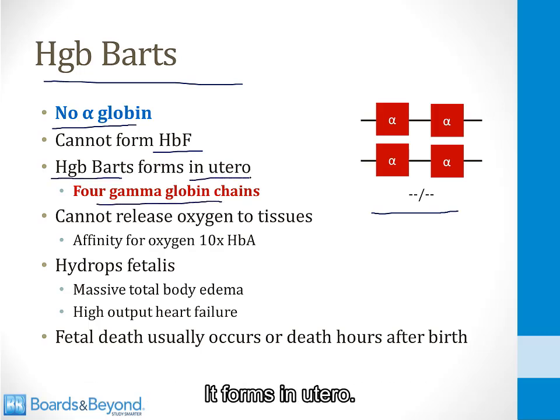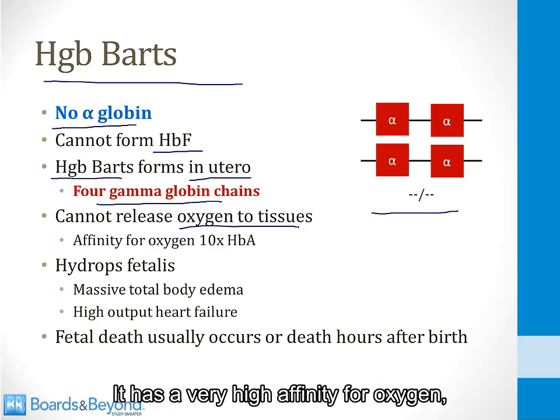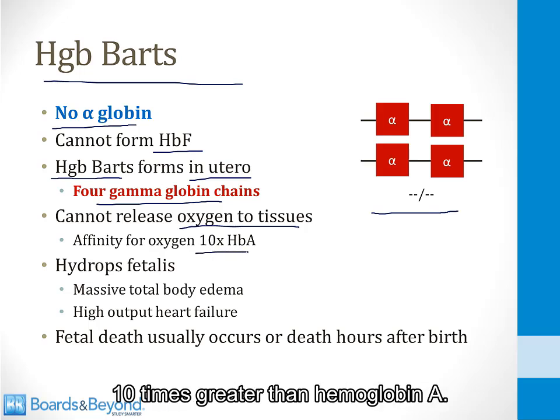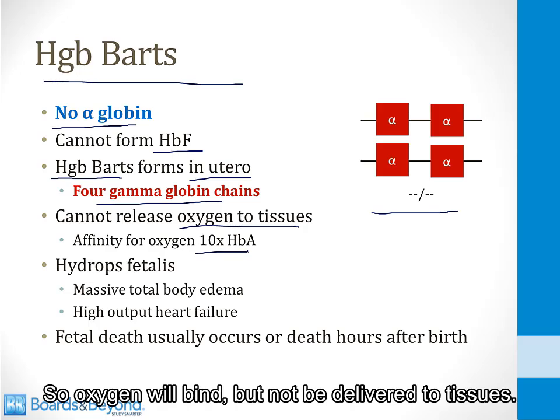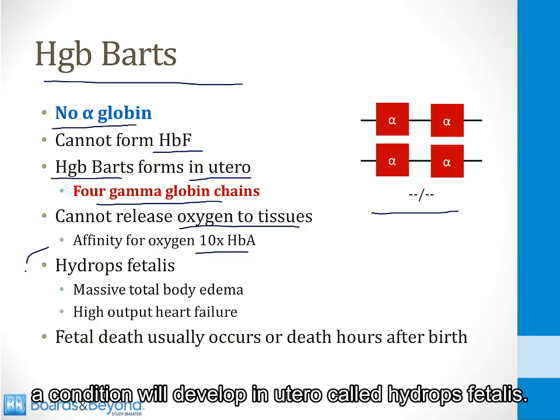It forms in utero. It's an abnormal type of hemoglobin, and it cannot release oxygen to tissues. It has a very high affinity for oxygen, 10 times greater than hemoglobin A. So oxygen will bind but not be delivered to tissues. As a result, a condition will develop in utero called hydrops fetalis.